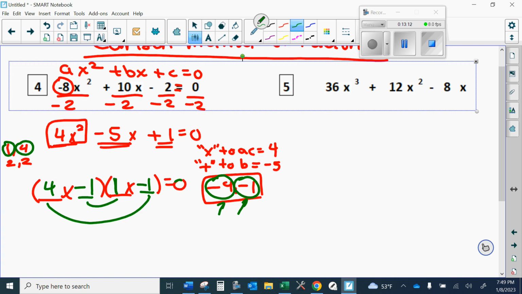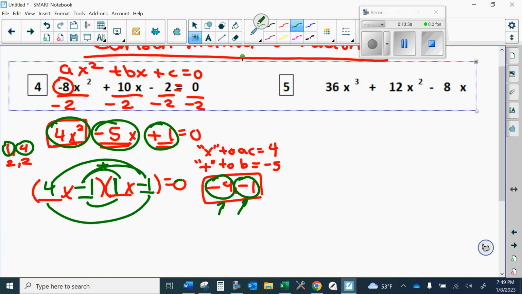I could guarantee I'm right by distributing it back through. I get 4x times x is the 4x squared. -4x plus a -1x is my -5x right there. And -1 times -1 is my +1 right there. You can always guarantee you're right by multiplying it back through. Those that know your integers well can quickly multiply that in your head and add in your head, and boom, you're done. So if this was number 5, I would be done because there'd be no equal sign.